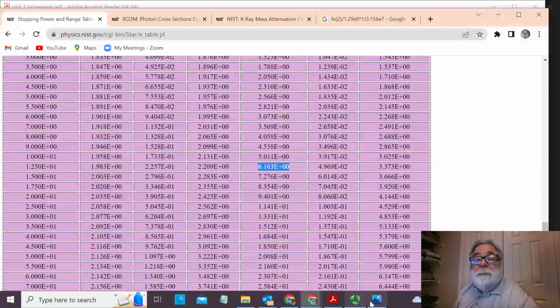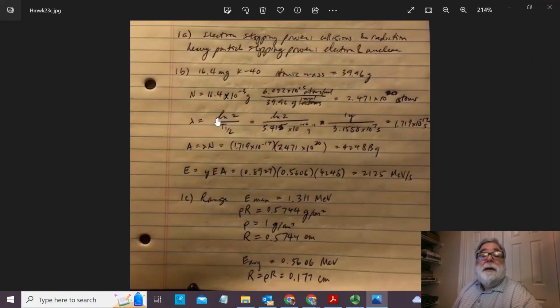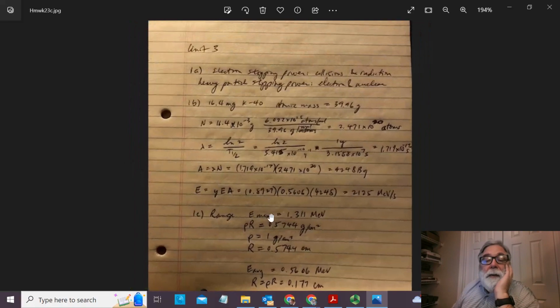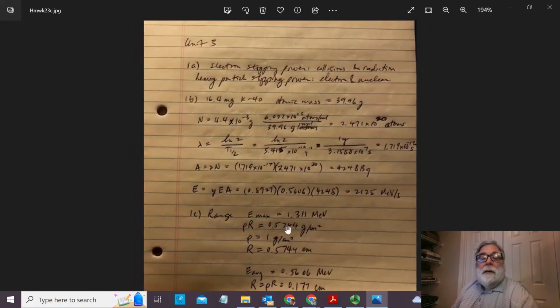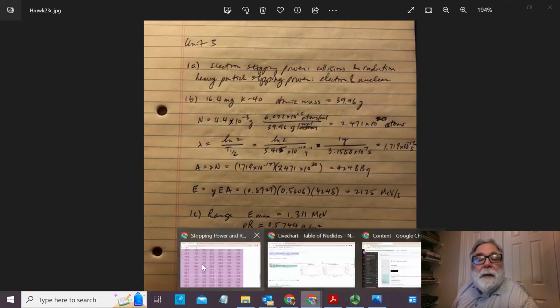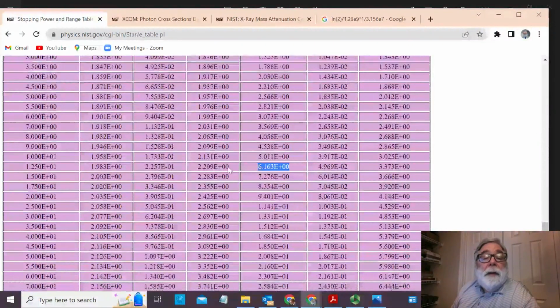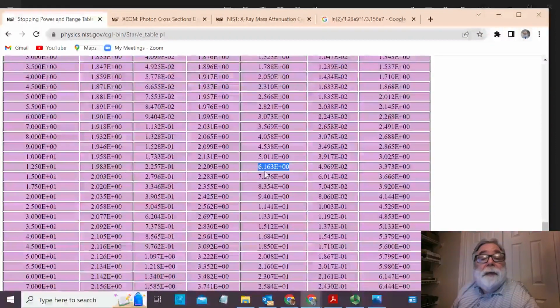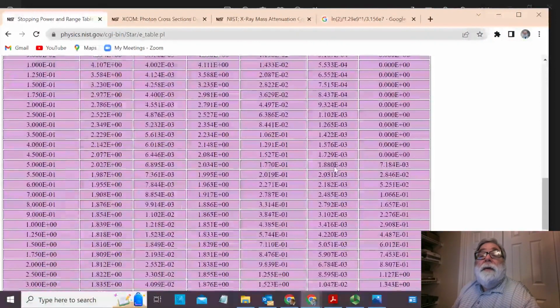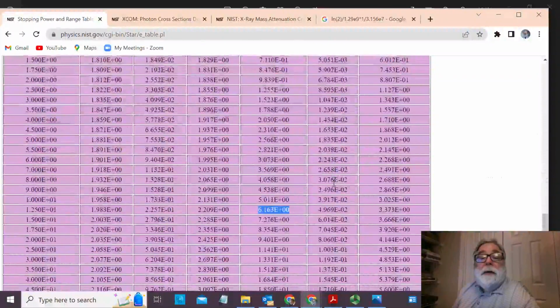Okay. So let's see what I got. Did I write that down correctly? The range for 1311. Why do I have a wrong number here? I've got 0.05. I must have read it wrong. So this is the range. That's 1 MeV. Well, I want 1.25 MeV. Well, there you go. I must have read the wrong number off the table.